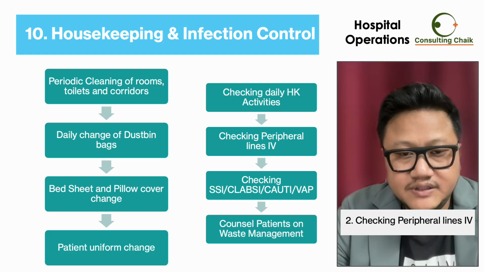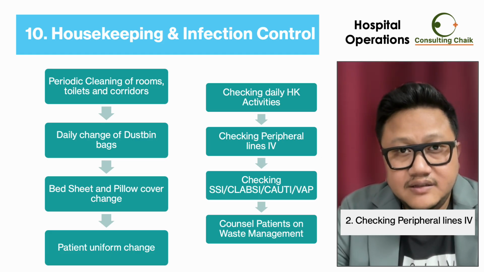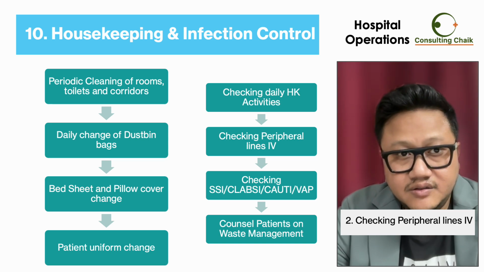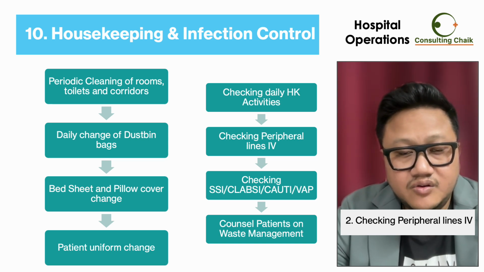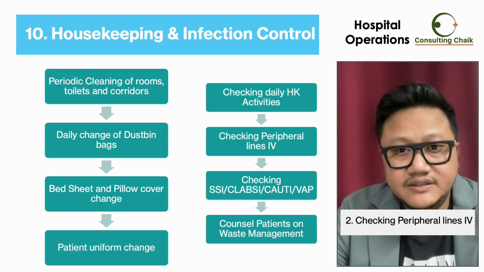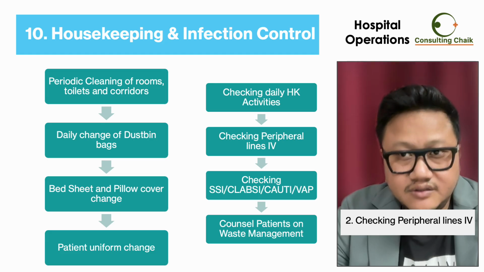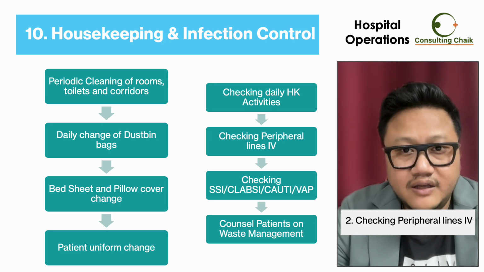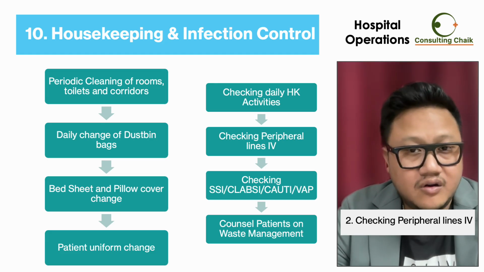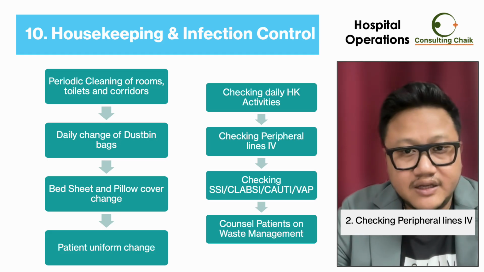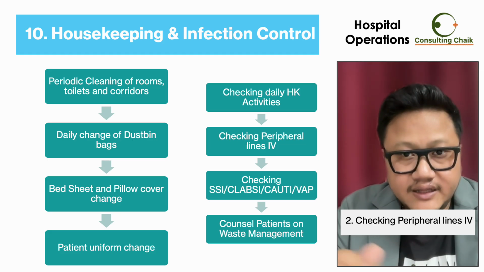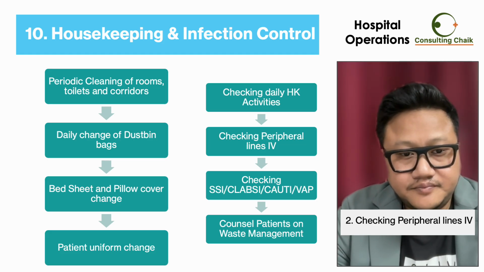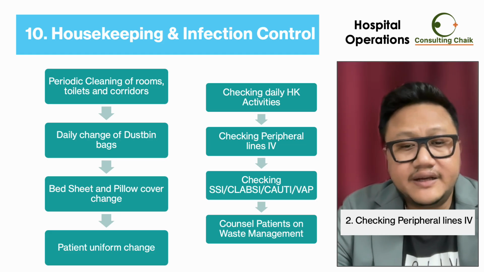The ICN, especially for the medicine patients, the non-surgery patients, should see the peripheral line. The ICN should see whether the IV drips are flowing at the desired rate or not. If it is not, then you need to check the IV line, whether there is any swelling or not. If there is a swelling, then you have to put ice packs. Those things need to be checked by the ICN.